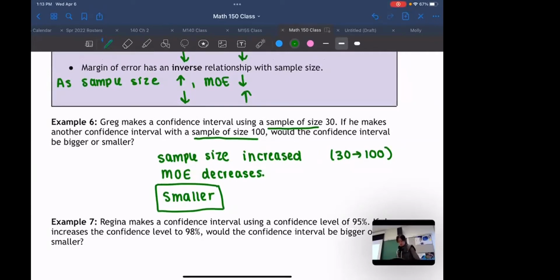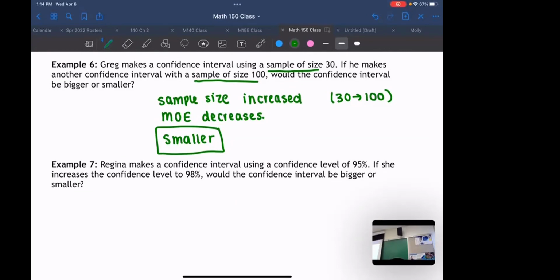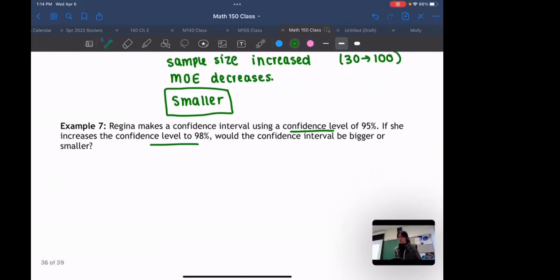All right, take a look at example 7. I'll give you a few minutes to work on this one, and then we'll come back together. All right, so now we have Regina. She makes a confidence interval using a confidence level of 95%. So we're talking about the confidence level, and then she increases the confidence level to 98%. So the thing that's changing here is the confidence level, and it definitely increased, right? From 95 to 98, right?